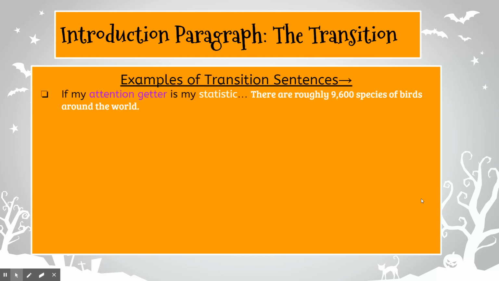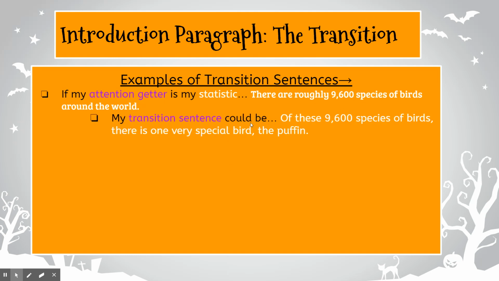So, my examples of transition sentences. If my attention getter is my statistic, which was "there are roughly 9,600 species of birds around the world," my transition sentence could be, "Of these 9,600 species of birds," see my connection to my attention getter right there, "there is only one very special bird, the puffin." Then I know the puffin is my topic and it's going to lead into my thesis statement. So this is a great transition sentence because it ties attention getter to thesis.